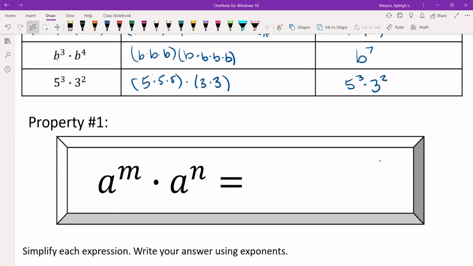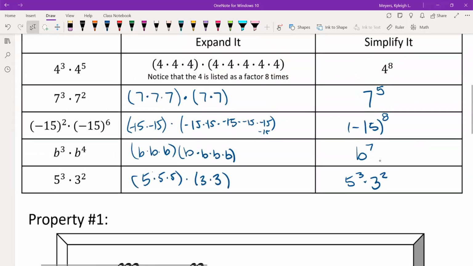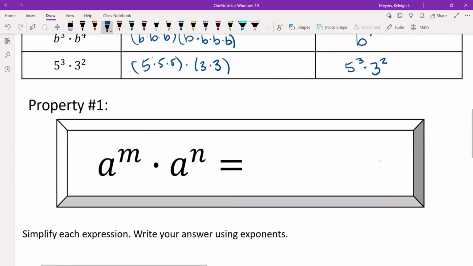So what do you think this property means? What did you notice? We had 7 to the 3rd and 7 squared, and it became 7 to the 5th. Or we had 4 to the 3rd and 4 to the 5th, and it became 4 to the 8th. What are you noticing about that pattern? Well, hopefully you're thinking things with the same base, a variable or a number, all we do is take that base and we add up our exponents. We add our m and our n together.